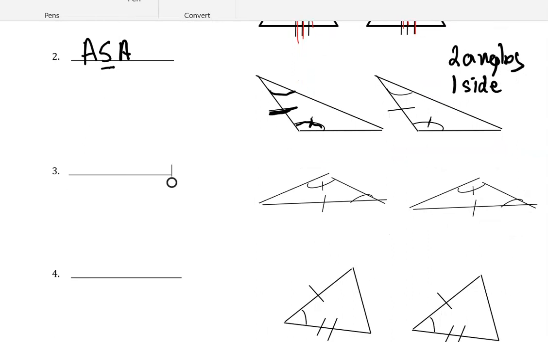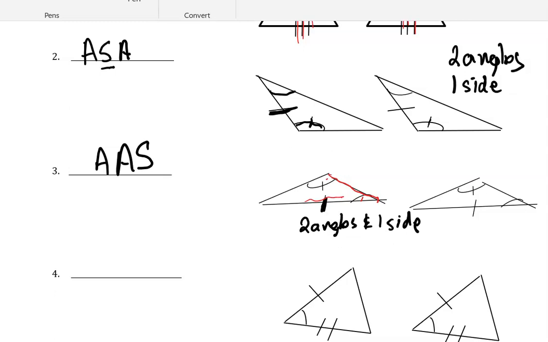Number 3, again, you're given 2 angles to be congruent, and you are given one side. The difference being now, when we have our angles, the 2 angles that you were given, this side that's marked isn't in between those 2 angles. That would be this side. Okay, so it's not angle, side, angle. It is, just go in order, angle, angle, side. That's a third way that we can prove that our triangles are going to be congruent.